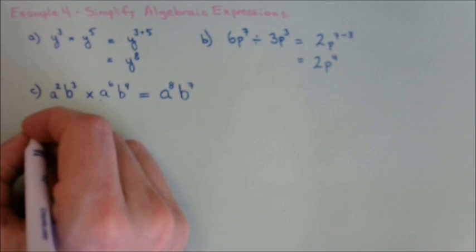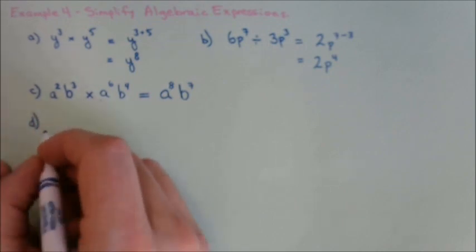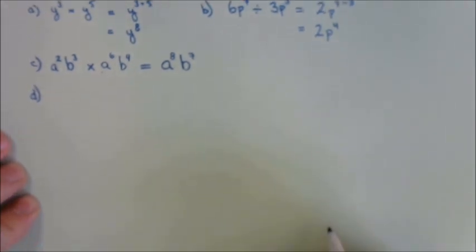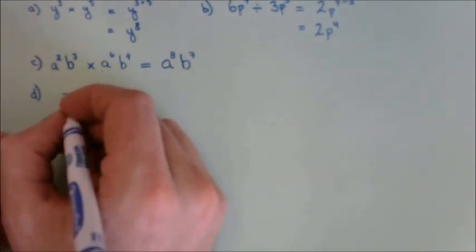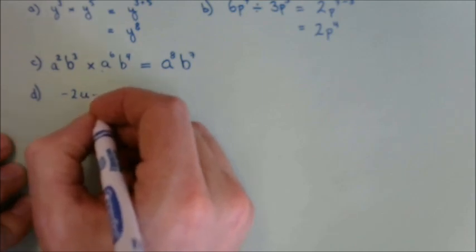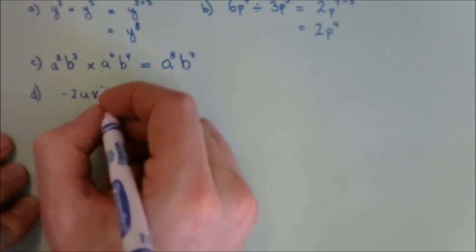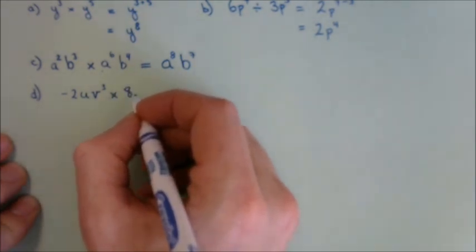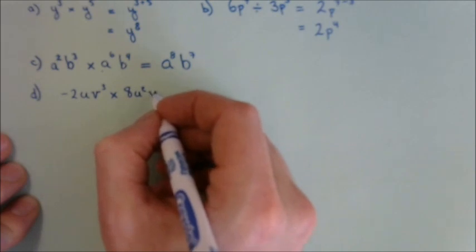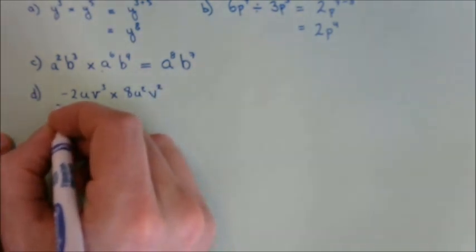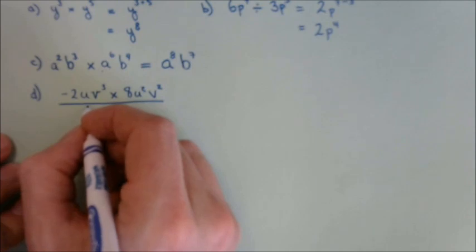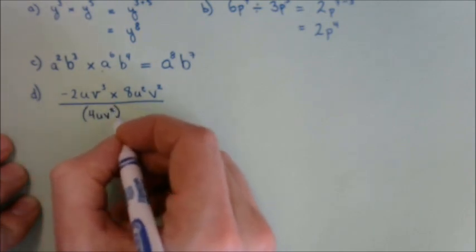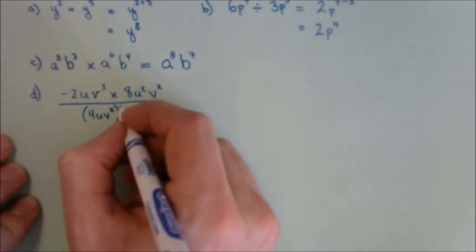Example D is a bit long. I'm going to start it here. We'll do our first one across and then work down. So we're given negative 2 times u times v to the power of 3 times 8 u squared v squared all over, in brackets, 4u v squared, and that bracket closed, to the power of 2.